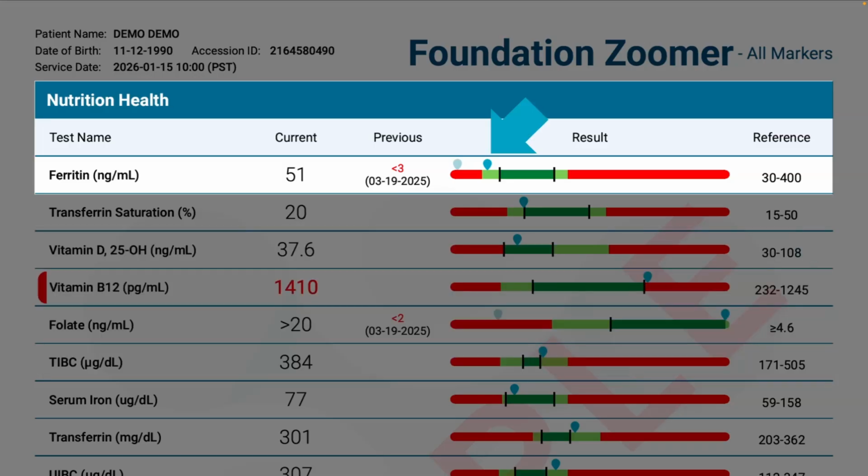When you order a repeat Foundation Zoomer on the same patient, current results are indicated by a dark blue pin, and previous results are indicated by a light blue pin. In this example, the patient's level of ferritin increased from less than 3 to 51 after they started eating red meat, cooking in cast iron, taking a ferrous bisglycinate supplement, and some traditional Chinese medicine herbs to build blood.